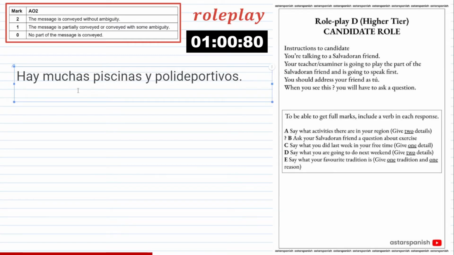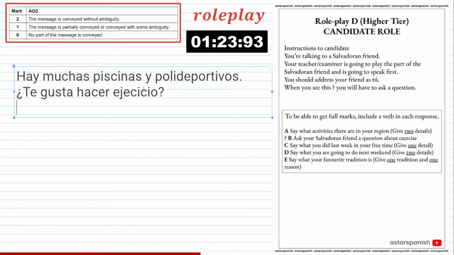Next one, ask your Salvadoran friend a question about exercise. Let's do this. So let's do the upside down question mark. We can say something like ¿qué tipo de ejercicio te gusta hacer? Well, let's do something even simpler. Just te gusta hacer ejercicio. Do you like to do exercise? And that should be spelled ejercicio. Vale. Te gusta hacer ejercicio. Do you like to do exercise?